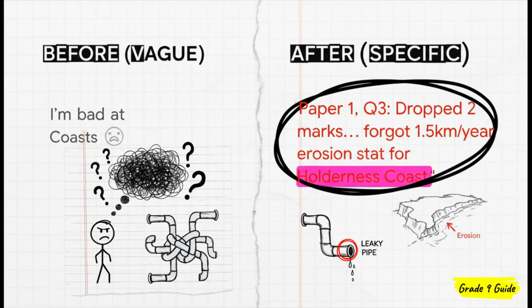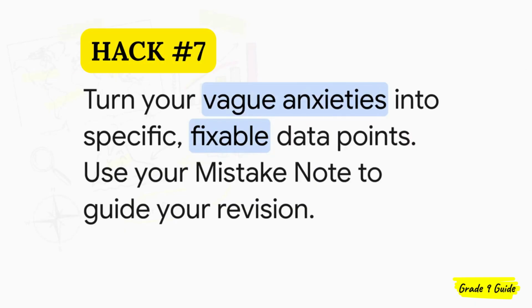You need to write, Paper 1, Q3, I dropped 2 marks because I forgot the 1.5 kilometer per year erosion statistic for the Holderness Coast. You see, you're taking those vague anxieties and turning them into specific, fixable data points. You can't fix a leak if you don't know which pipe is broken. And that brings us to hack number 7.